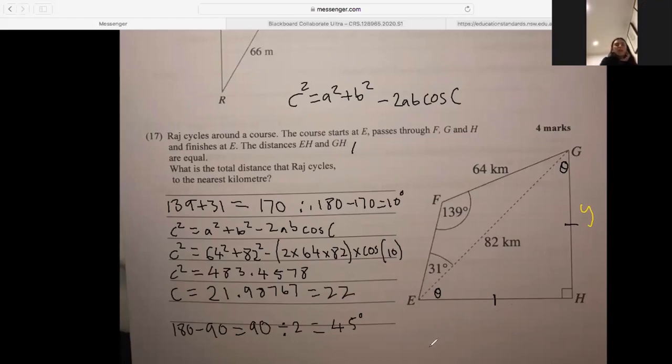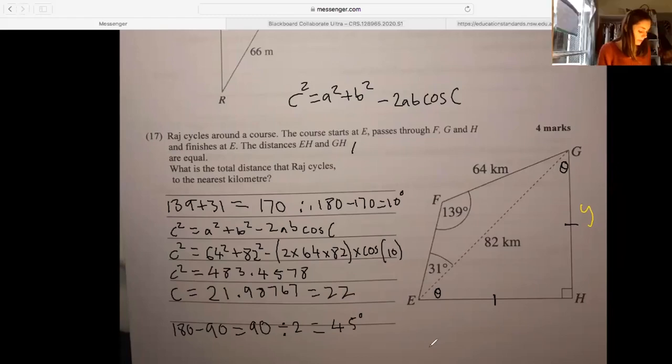I hope I think of this stuff during the exam. Yeah. I think you'll be fine.